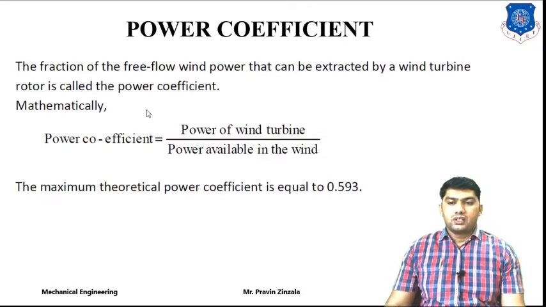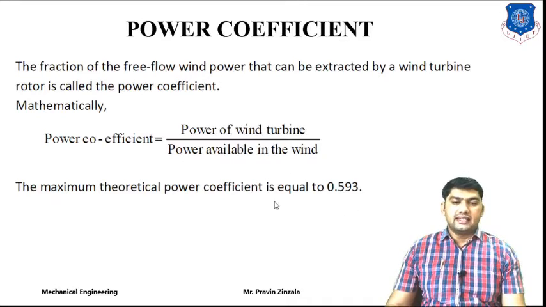So the power coefficient is nothing but the fraction of free flow wind power that can be extracted by a wind turbine rotor. The maximum theoretical power coefficient is 0.593, or we can say the maximum efficiency of a wind turbine is 59.3%. It is called the Betz limit and it is the maximum efficiency. So we cannot increase the efficiency beyond 59.3%.